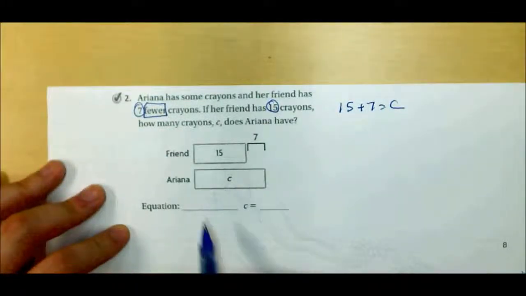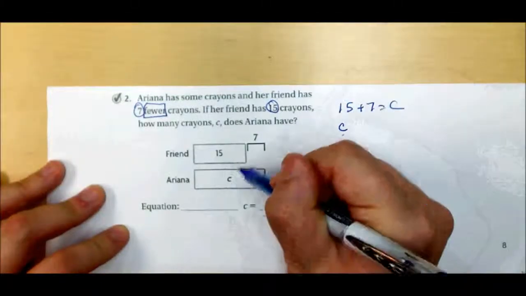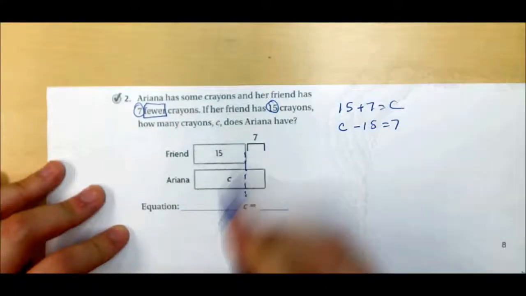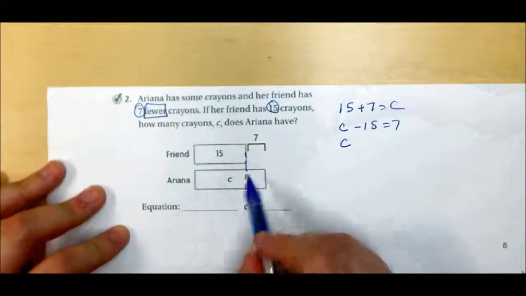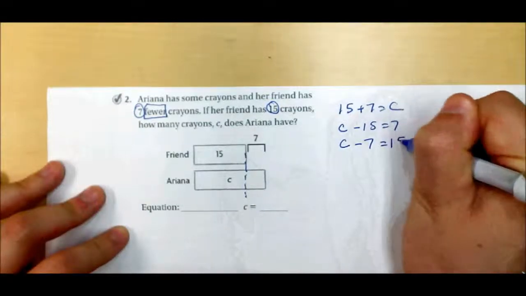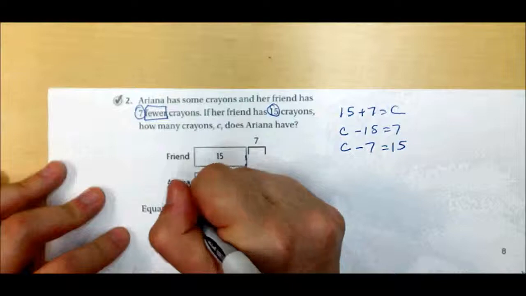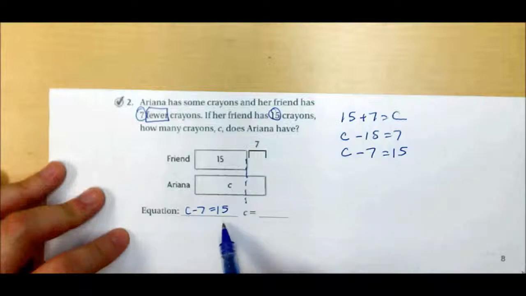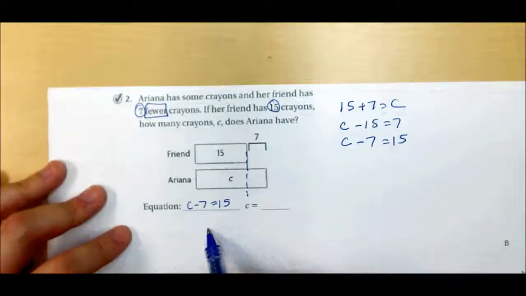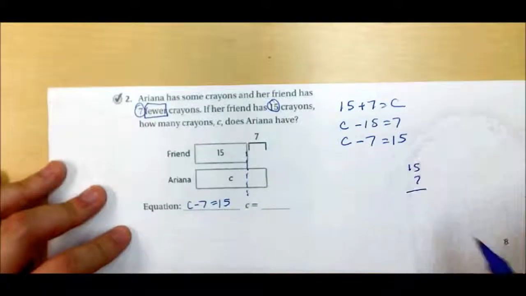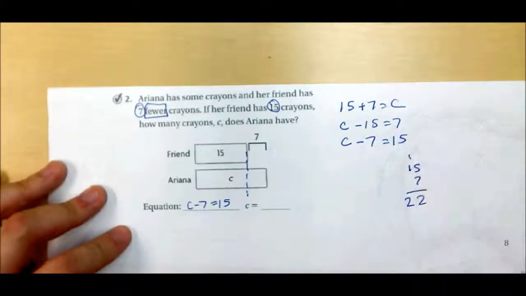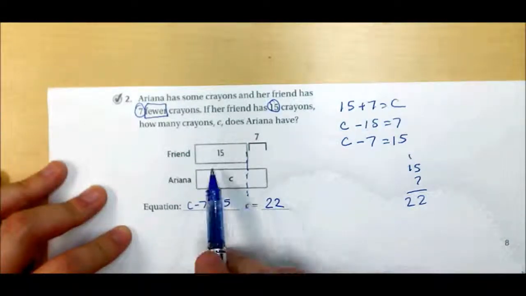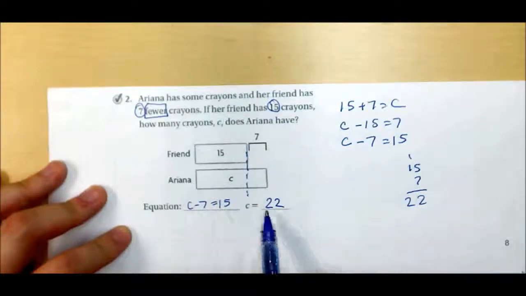This equals this. Or I can say, if I start out with C, and I take away 15, I'll end up with 7. Or if I start out with C, and I take away 7, I'll end up with 15. So I'm going to do this one. C minus 7 equals 15. Now, what can I subtract 7 from to get 15? Well, I can do that by just adding 15 and 7. I can solve that. 22. So C equals 22. So Ariana has 22 crayons. Her friend has 15, which is 7 less than Ariana. 22 minus 7 is 15.